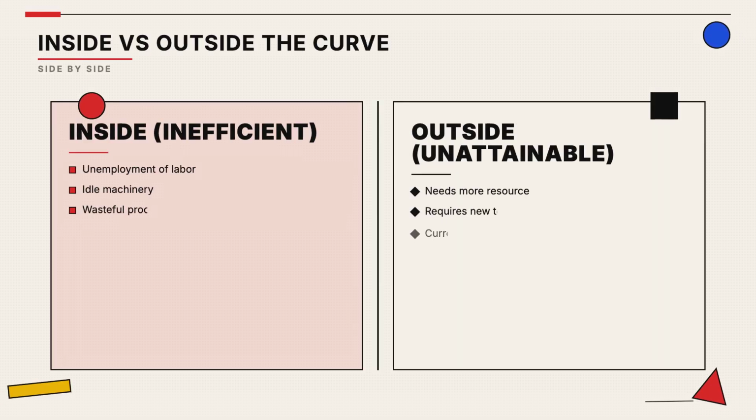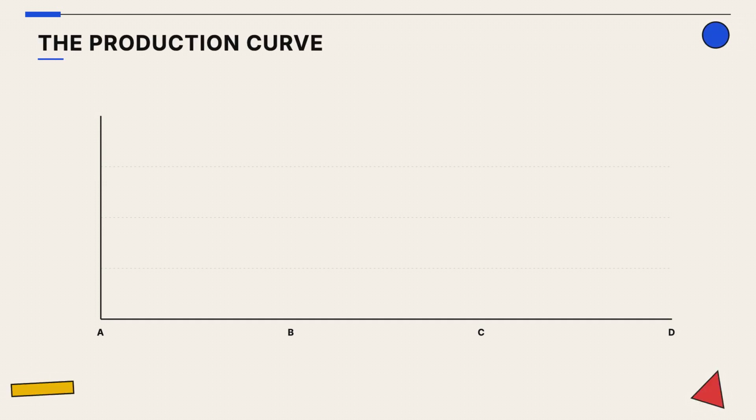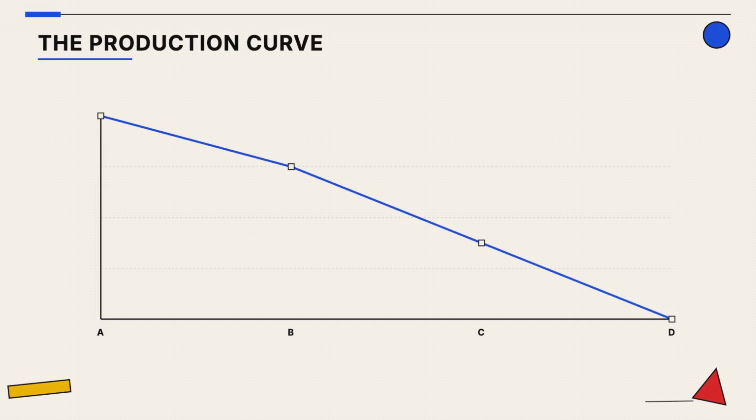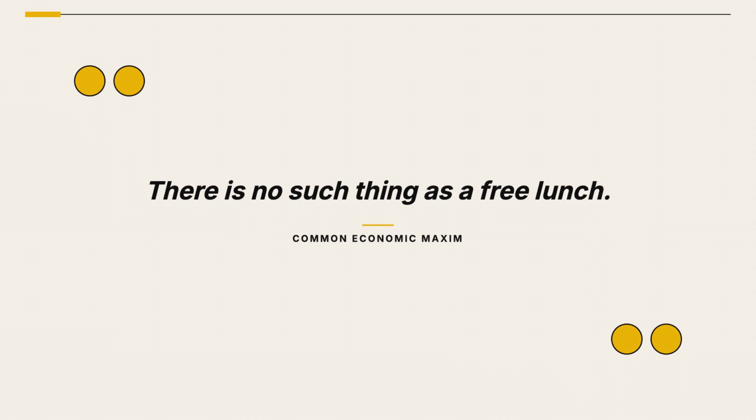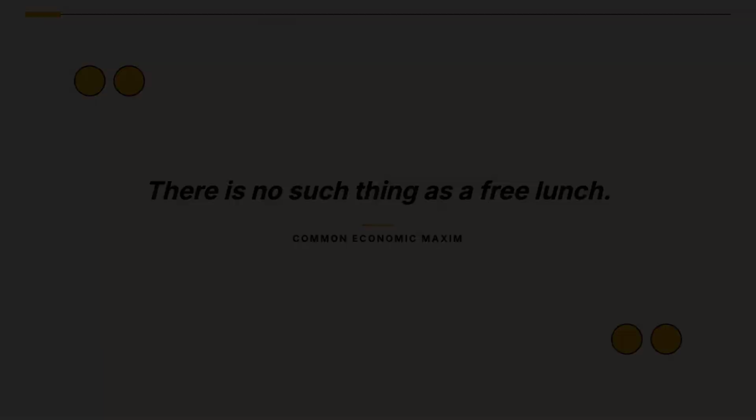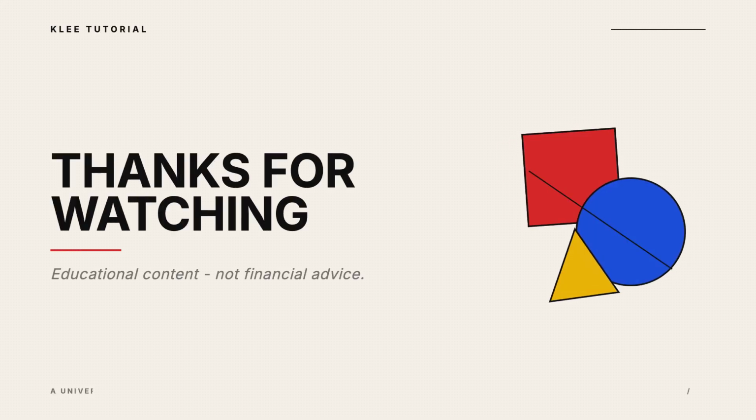Points inside the curve show waste, while points outside represent goals that are currently impossible to reach with existing means. As you move along the curve, you can see how increasing the production of one good forces a decline in the other. This famous saying perfectly captures the essence of the curve, reminding us that every choice has an opportunity cost. Understanding these trade-offs is essential for analyzing growth and policy.